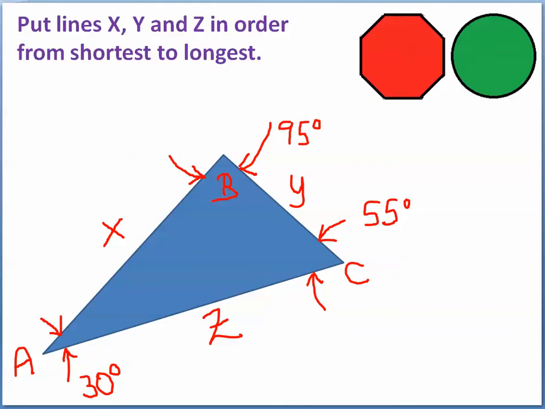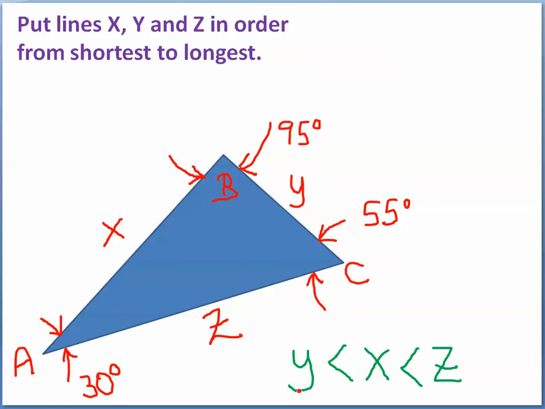Lines X, Y, and Z: this is X, this is Y, and that's Z. Put lines X, Y, and Z in order from shortest to longest. Click on the stop sign if you need to. All right, let's see how you did.